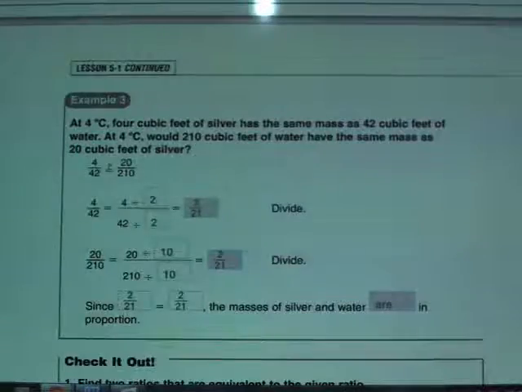All right, so let's go ahead and take a look at example 3. Example 3 says at 4 degrees Celsius, 4 cubic feet of silver has the same mass of 42 cubic feet of water. At 4 degrees Celsius, would 210 cubic feet of water have the same mass as 20 cubic feet of silver?